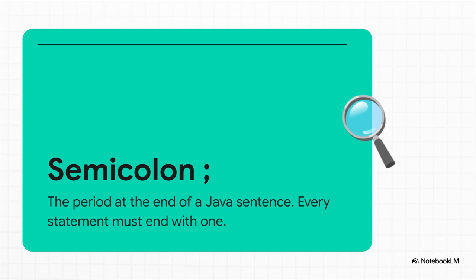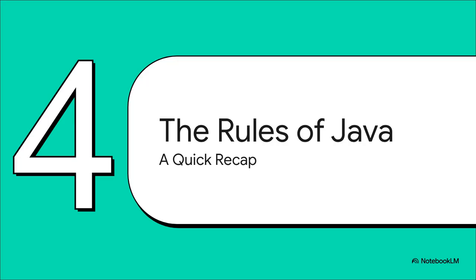Now, look really closely at the very end of that line. You see that semicolon? That tiny little character is one of the most important rules in all of Java. Seriously, just think of it like a period at the end of a sentence in English. It tells Java, okay, this command is finished, you can move on to the next one. Every single complete statement has to end with one. Don't forget it.